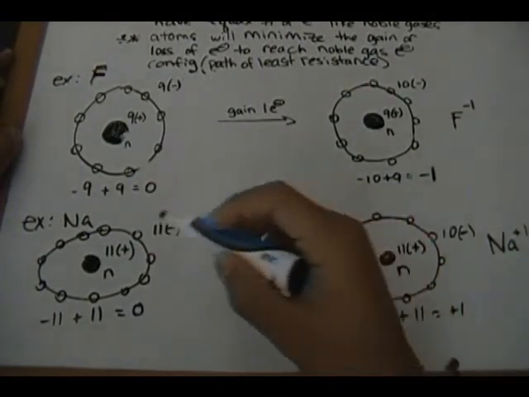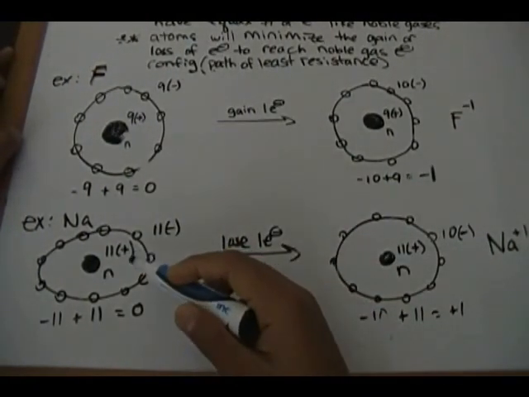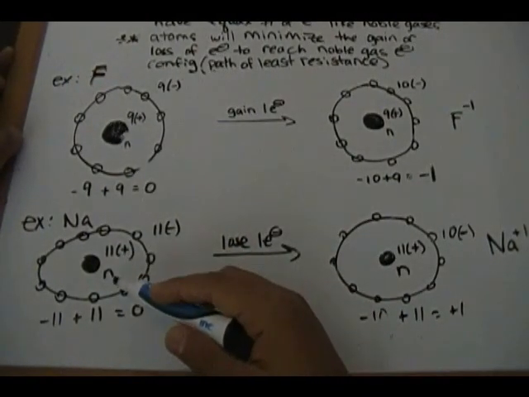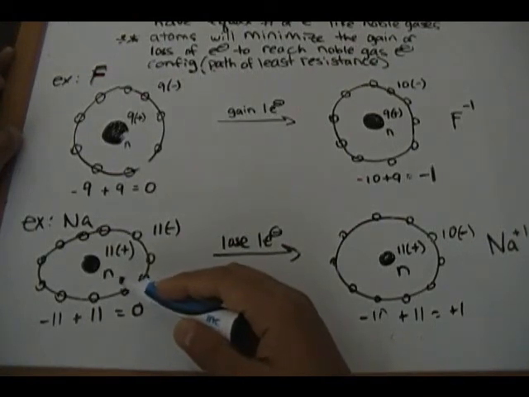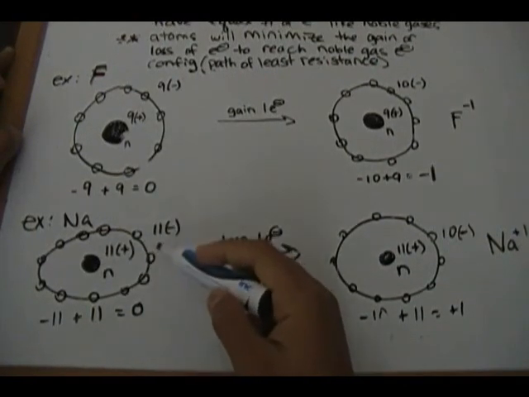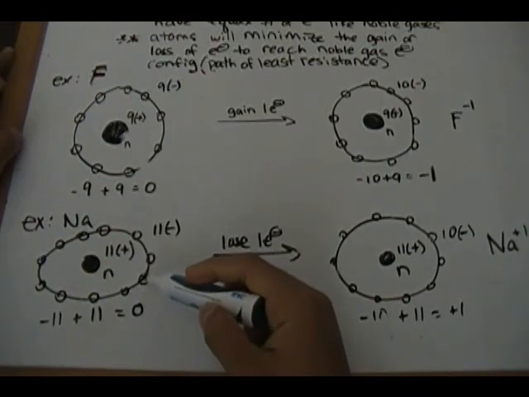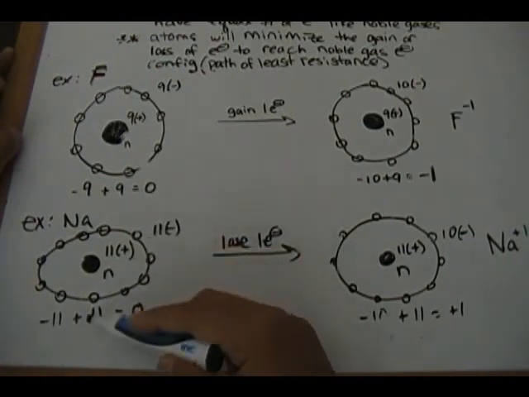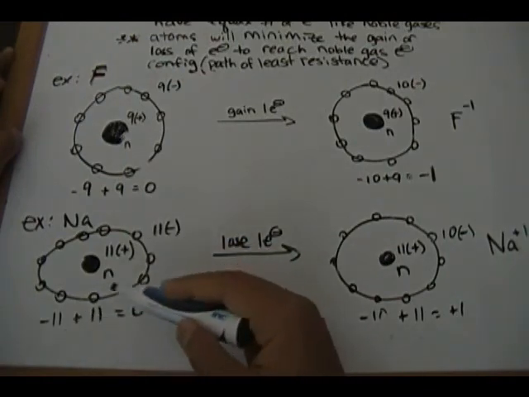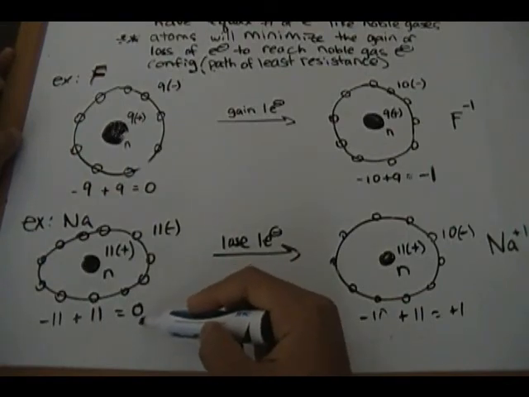So here we have sodium. It has 11 protons, which carry a positive 11 charge. It has neutrons, not really significant in this case. Surrounding it are 11 electrons. Each one of them has a negative 1 charge. 11 total will equal a negative 11. In its elemental state, sodium has a 0 charge.